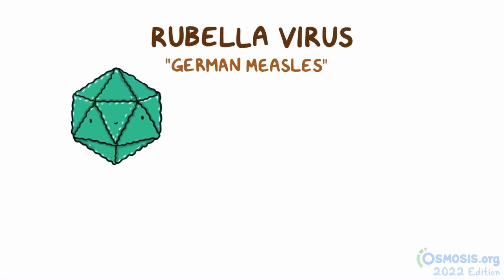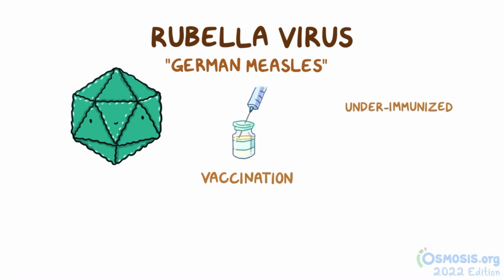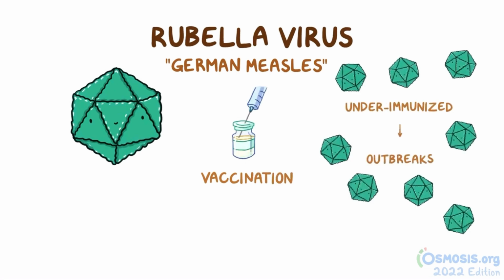Rubella, the infection formerly known as the German measles, is caused by the rubella virus. Thanks to vaccination, it's a disease we see less and less, although because some groups are under-immunized, it's still possible to see outbreaks.